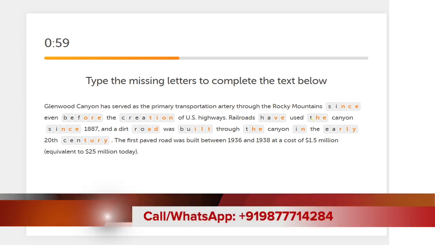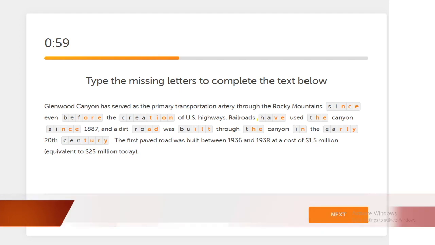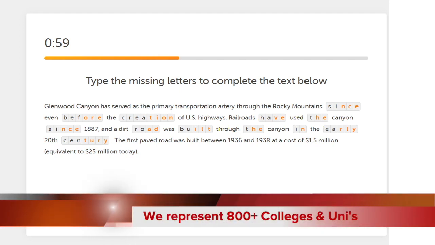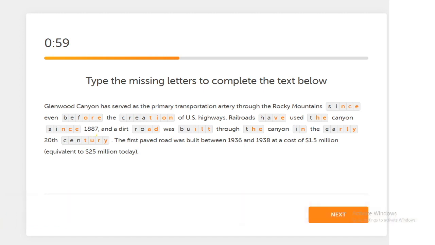Railroads dash used dash. So railroads have used the canyon since 1887. Railroads ने यूज़ किया है, have used the canyon since 1887. Whenever there is a point of time before that, you will use since. Okay, point of time से पहले since आता है.